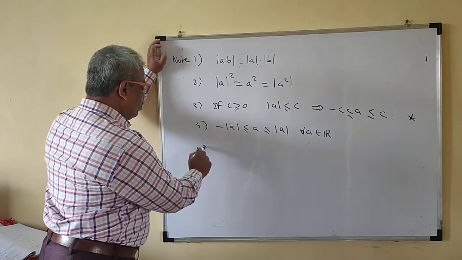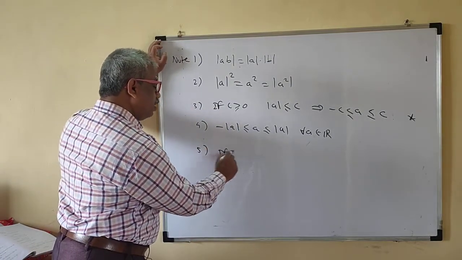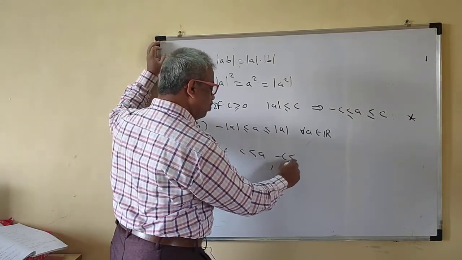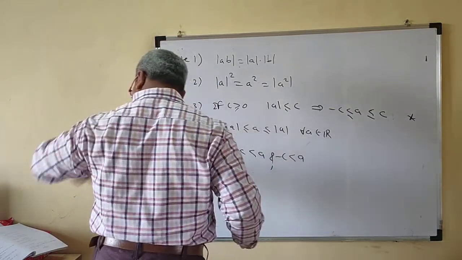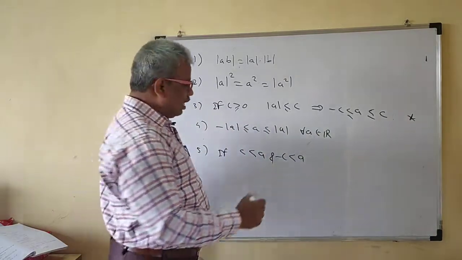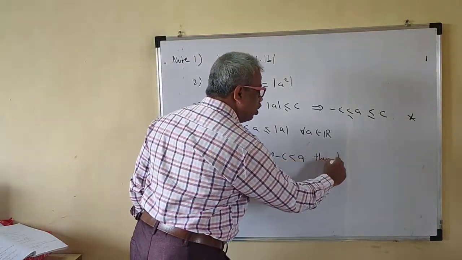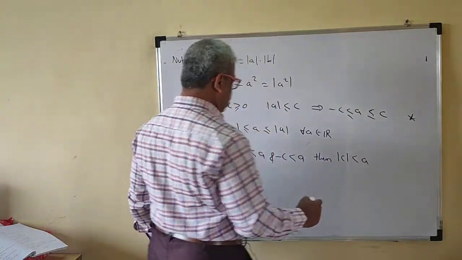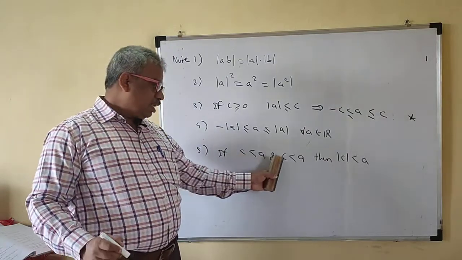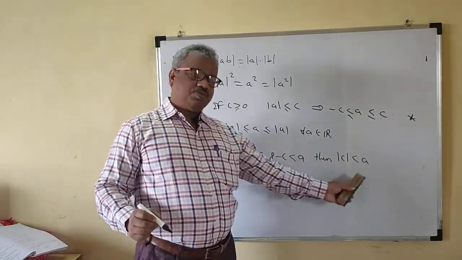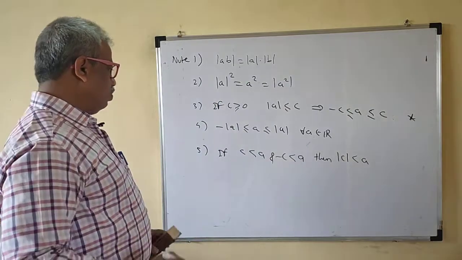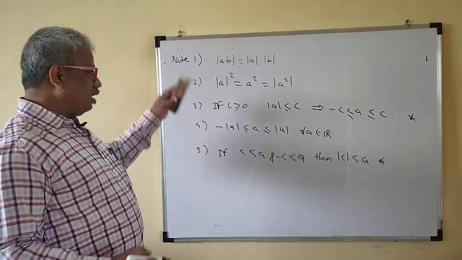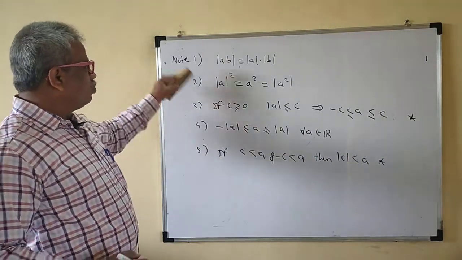And the fifth one is what? If c is less than a, and minus c is also less than a, then mod of c is less than a. So if c is less than a and its negative is also less than a, then mod of c is less than a. So this is also very important. We are using it somewhere here. Actually all are important here.